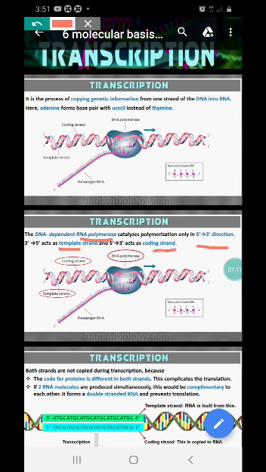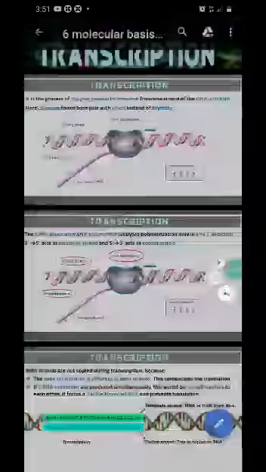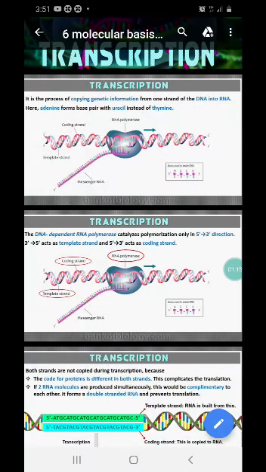Okay, children, why are both the strands not copied into our RNA? What will happen if both the strands are copied? If both the strands are copied into the RNA, they may be complementary to each other and they may form a double-stranded RNA. And there is no process of translation into proteins then. Okay, right?